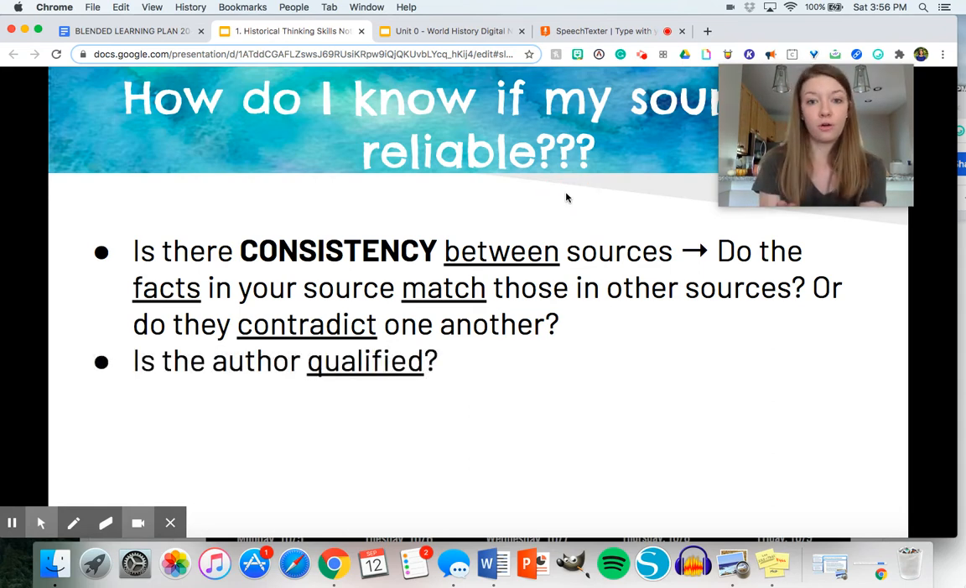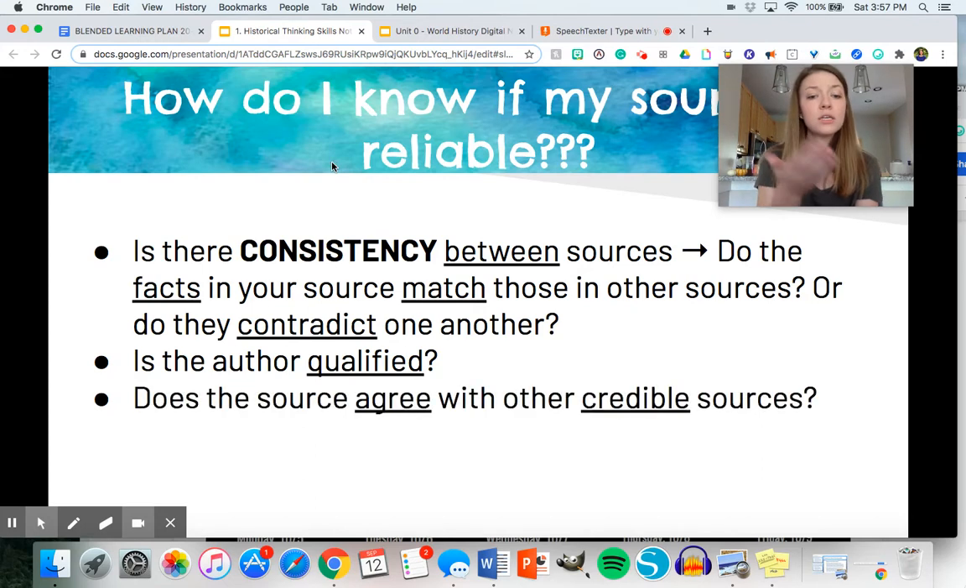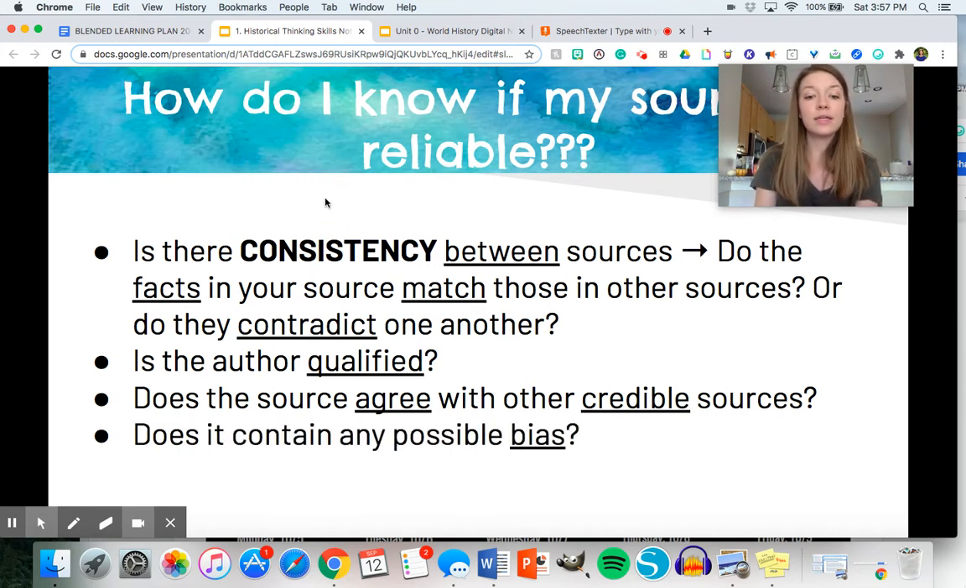Think about the author, right? Is the author qualified? Is the author an expert on the subject that you're looking into? Or did they just pull some random person off the street to get their opinion? If the author is more qualified, the source might be more reliable. Does the source, again, agree with other credible sources? So again, going back to that consistency. And also, does it contain any possible bias, any leaning or favoring one perspective over another? Again, there can be bias in a reliable source. You just have to be careful.